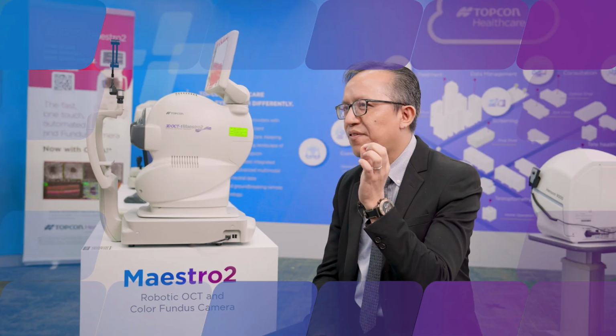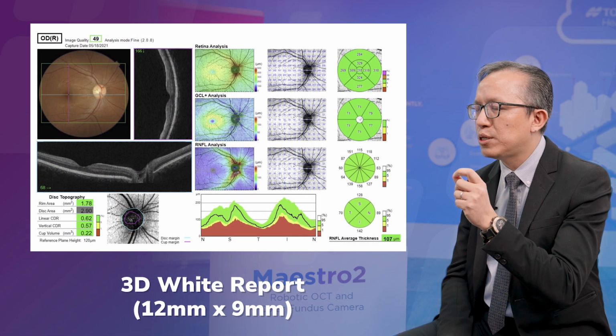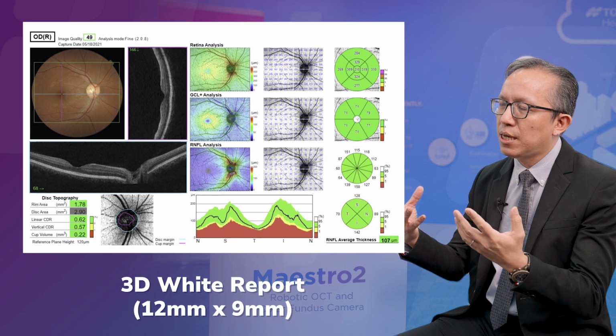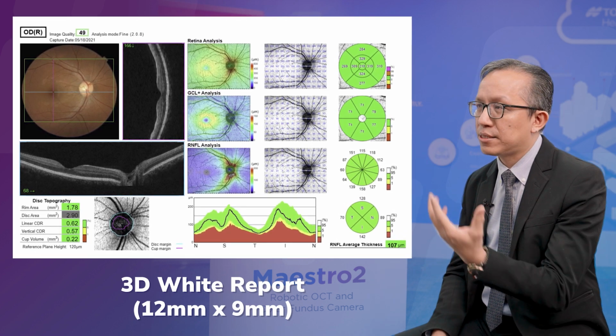The most favorite feature that we like to use is 3D wide. When you use 3D wide, it's easier for us to see the disc and also the macula at the same time. When we want to print out the report, it's easier because it covers this feature and also looks at the macula as well. When we have the report, I like it very much because it has everything inside.